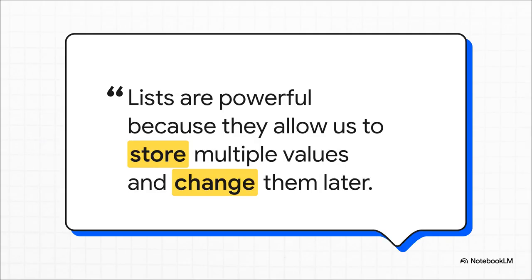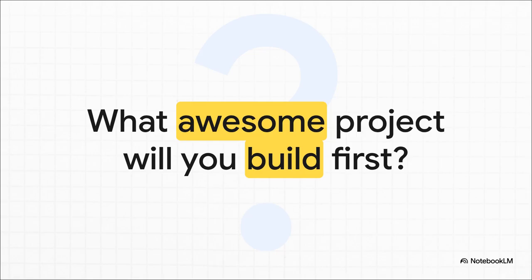And that really is the bottom line, isn't it? It's that combo of storing a bunch of values together, but also having the flexibility to change them later. That's what makes lists one of the most essential building blocks in all of programming. So the only real question left is, what are you going to do with this new power? A list of high scores for a game? A palette of colors for a drawing app you're building? A simple to-do list? The possibilities are literally endless. Now go build something awesome.